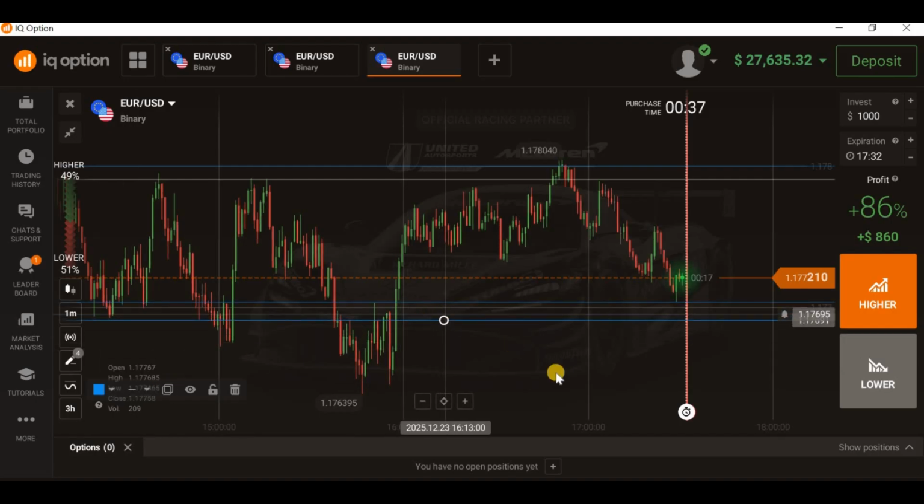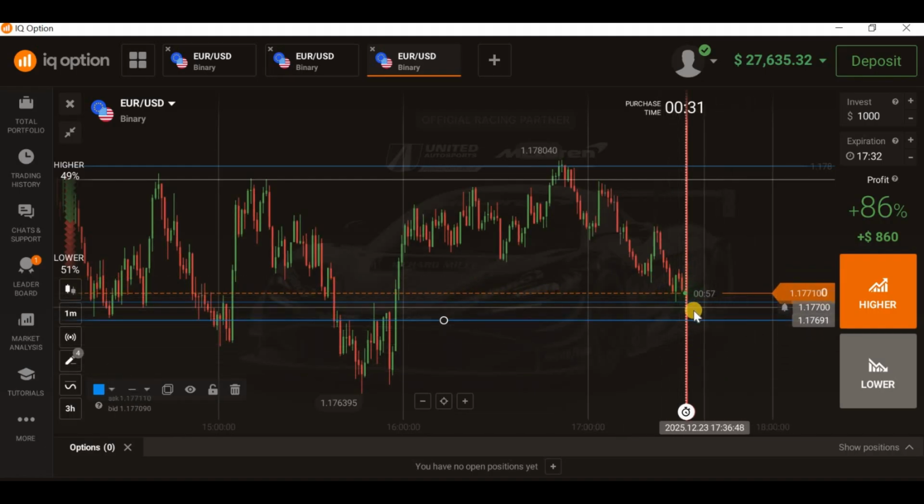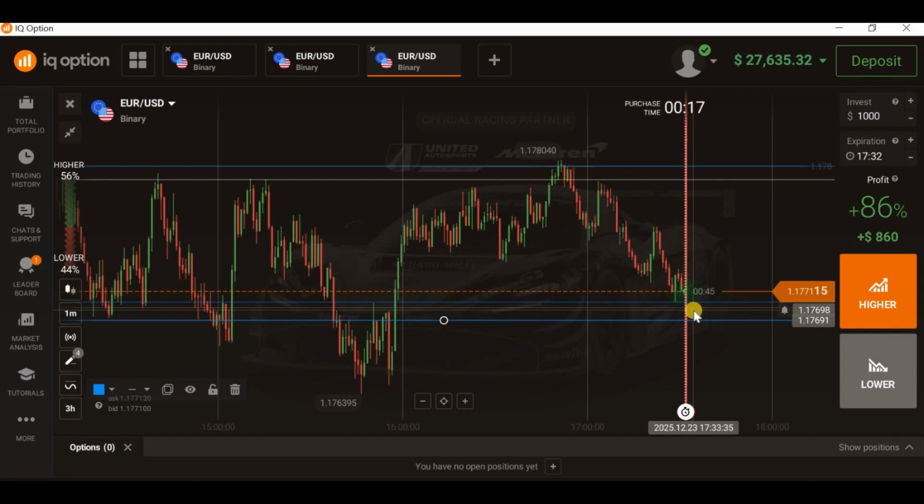It went up. But no, we can still have another chance because this is the first time it's touching the neckline. I want it to come here, and I want it to give us a good confirmation, and then we enter for 3 to 5 minutes.